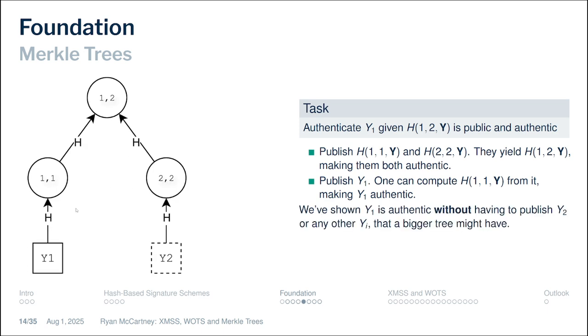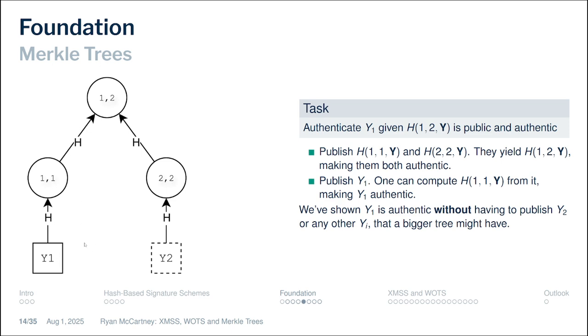And then we can also publish this y1, and everyone can compute upwards from this y1 to this node, and everyone can take this node together with this node and arrive at the top and check that this matches. And there's an interesting part about this, because we can be efficient here, and we actually didn't need to transfer any y2 or anything that might come afterwards, this y3, y4.